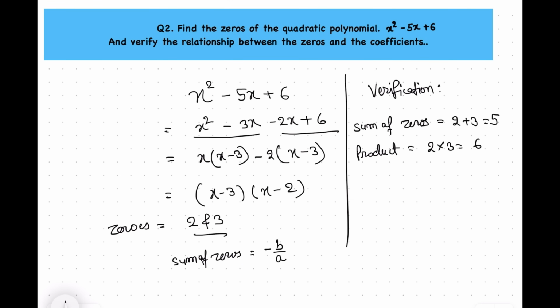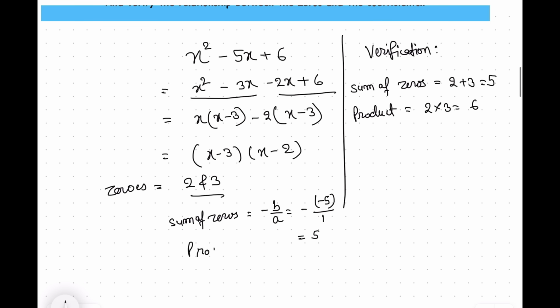If you know the formula for the sum of zeros, what can we write? Minus b over a. Minus b over a, minus of minus 5 over 1, that is 5 only. And the product, we can write c over a. That is what? 6 over 1. That is 6. So hence, both are the same. We can say it's verified.